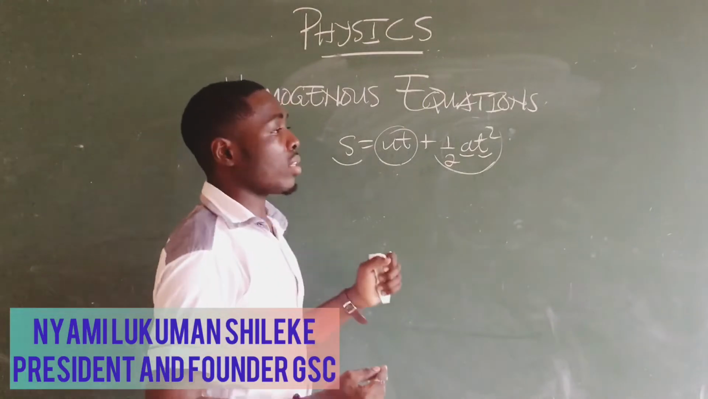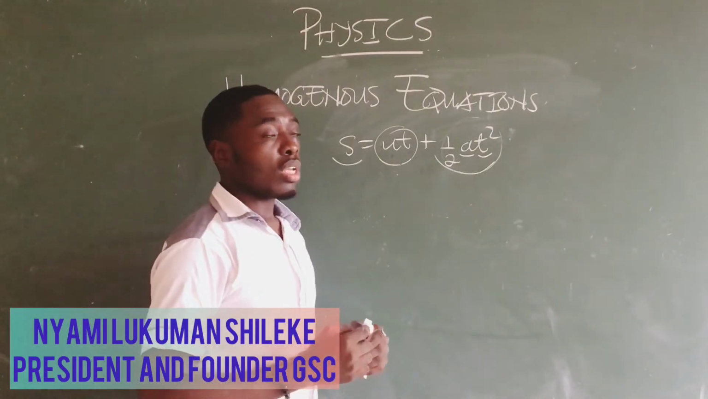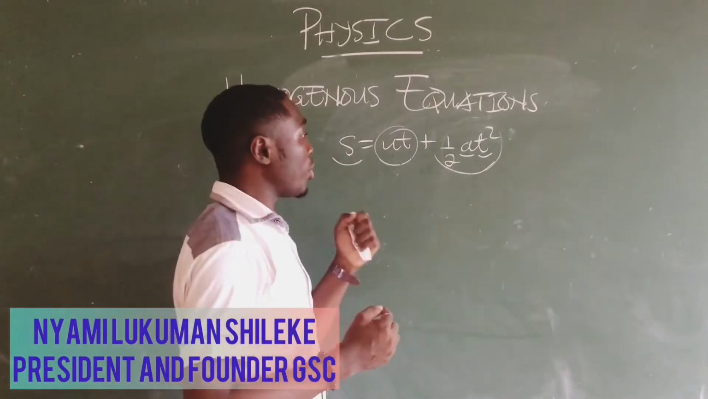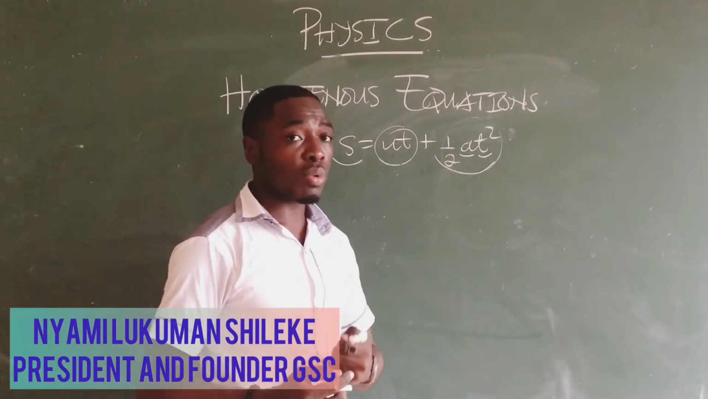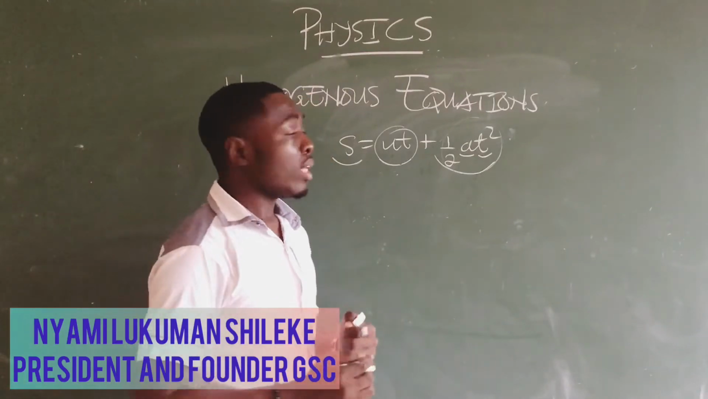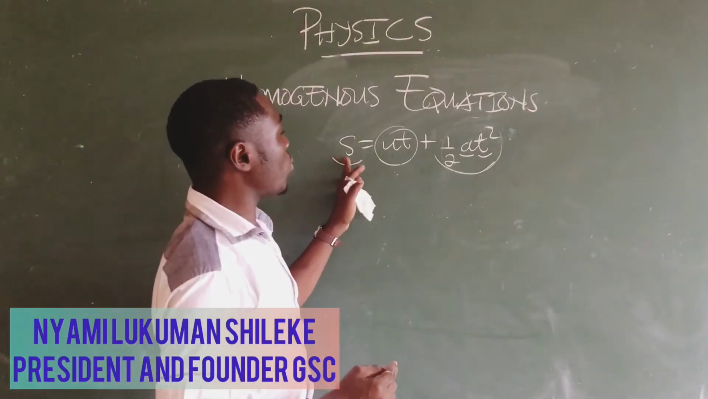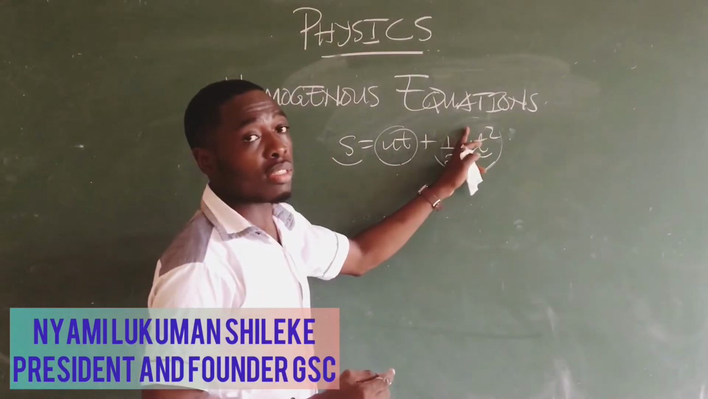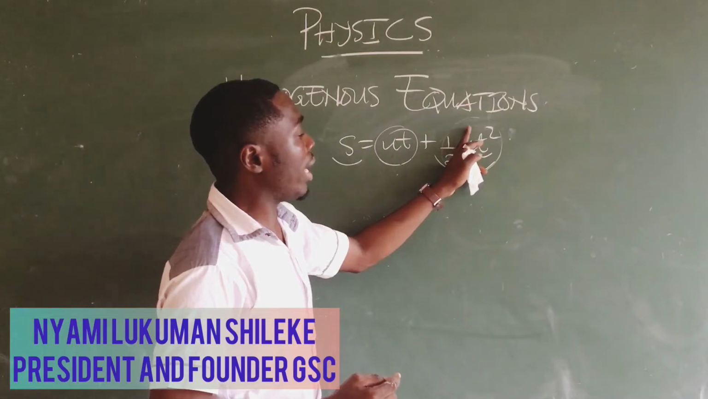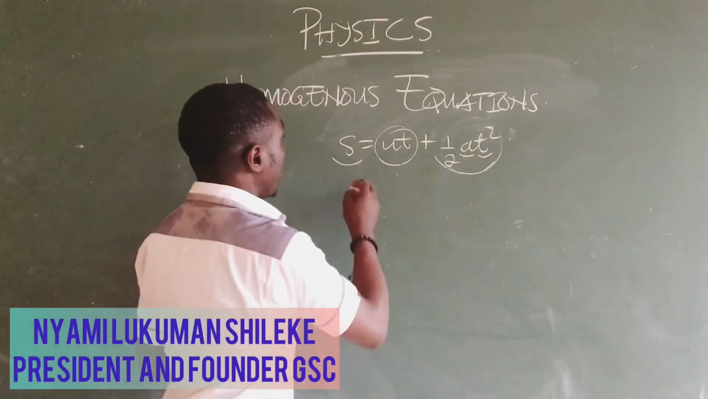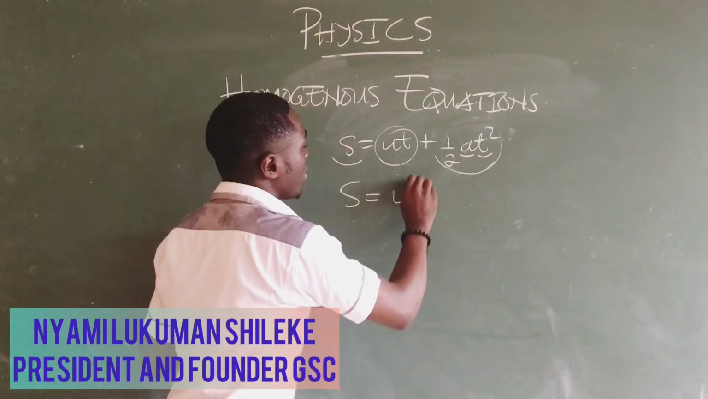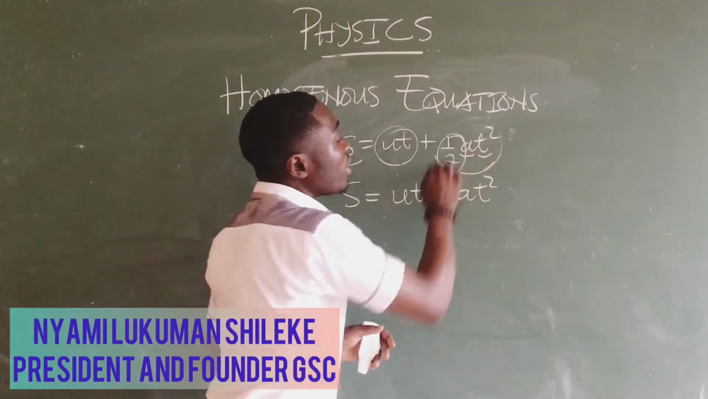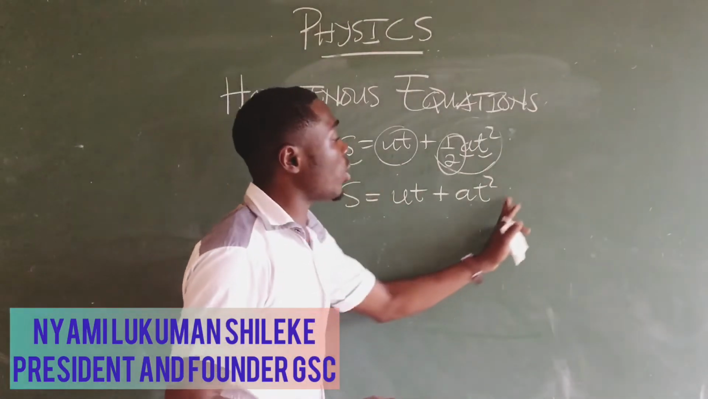Now you usually ask, after you define a homogeneous equation, whether a homogeneous equation is necessarily a correct equation. The answer is no. The reason is, for example, look at this equation. In this particular term here you have a half. Now if I was to write it as s equals ut plus at squared, since half is unitless, it is not going to affect the homogeneity of the equation.